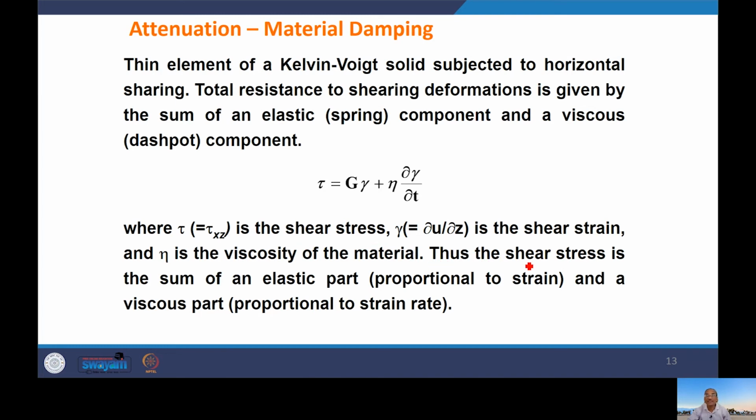Here one can understand that the shear stress is the sum of an elastic part, which is proportional to strain gamma, while the viscous part is proportional to strain rate. So G multiplied by gamma plus eta multiplied by del gamma by del t, which is the strain rate. So the total shear stress will be coming from two components. One is elastic, another is viscous, and this is what is called viscous damping.